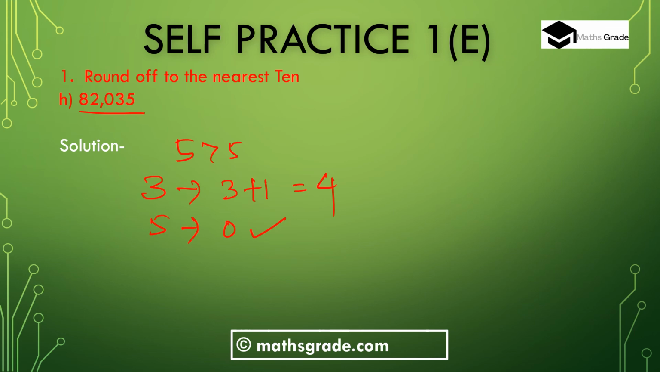So just write down 8 in the 10,000 place, 2 in the 1000 place, and 0 in the 100 place, and this 3 changes to 4. That is, 3 plus 1 is 4, and 5 changes to 0. So 82,040. 82,035 rounded off to the nearest 10 is 82,040.